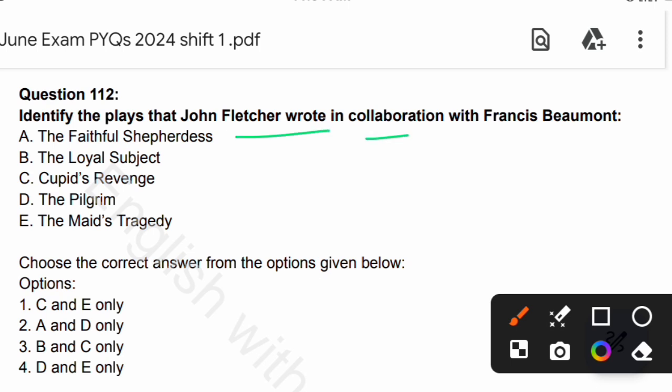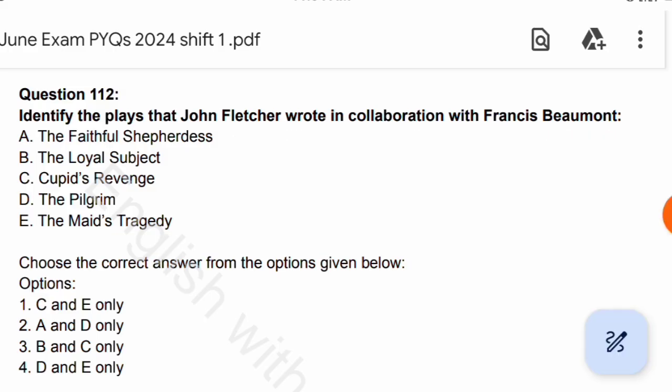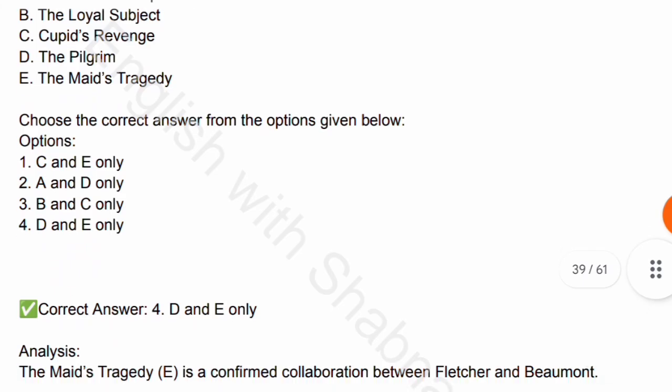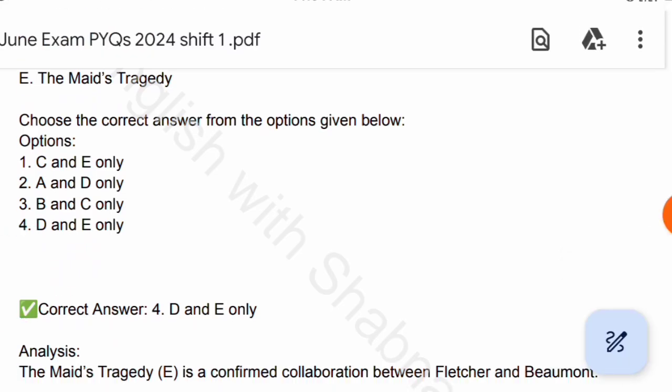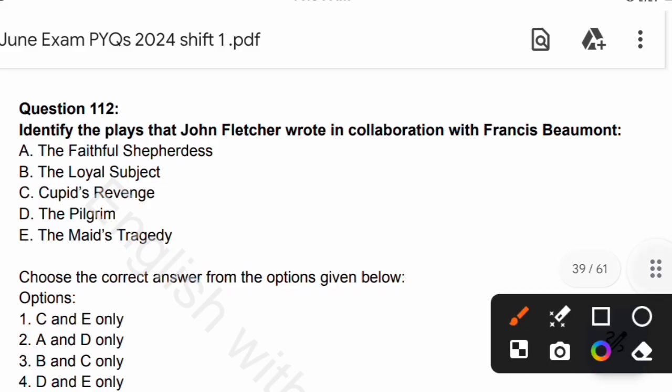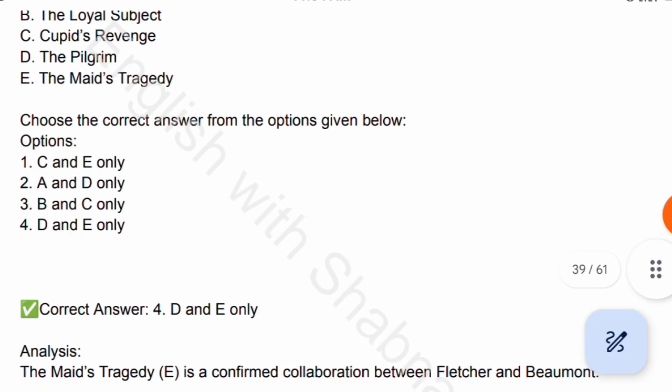John Fletcher collaborated with this writer. What could be the correct answer? So the correct answer of this question is going to be option 4, that is D and E only. D and E only, that means The Pilgrim and The Maid's Tragedy. These are the collaborative work of these writers together.